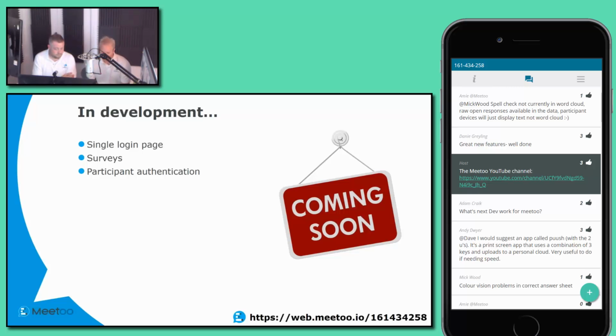Then we've got participant authentication. This is an increased level of security for your Me Too sessions, where only attendees that you designate will be able to log into the session on the app via a username and password. This is currently at a beta stage, but if anybody really wants to discuss that functionality, we're happy to have that on an individual basis. We'd love to hear how you expect it to work and your expectations of it.